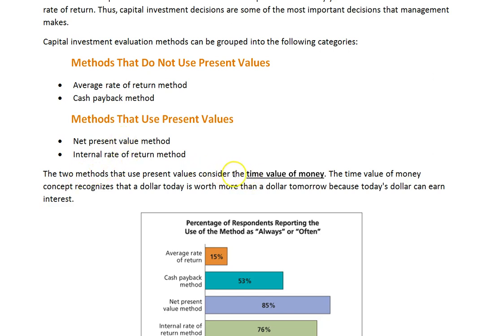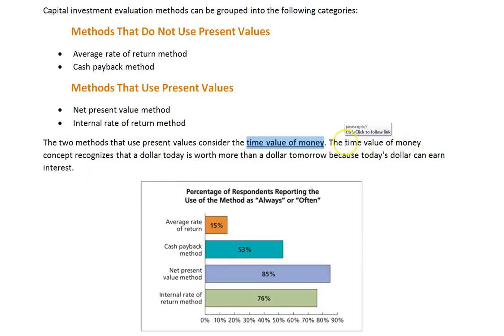These 2 methods recognize the time value of money. Time value of money simply states that $1 today is worth more than $1 tomorrow because we can earn interest on the dollar today.